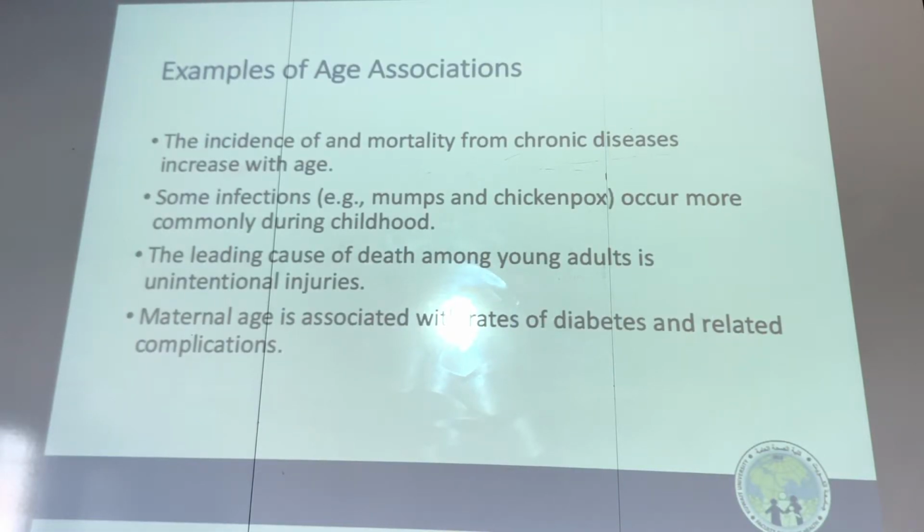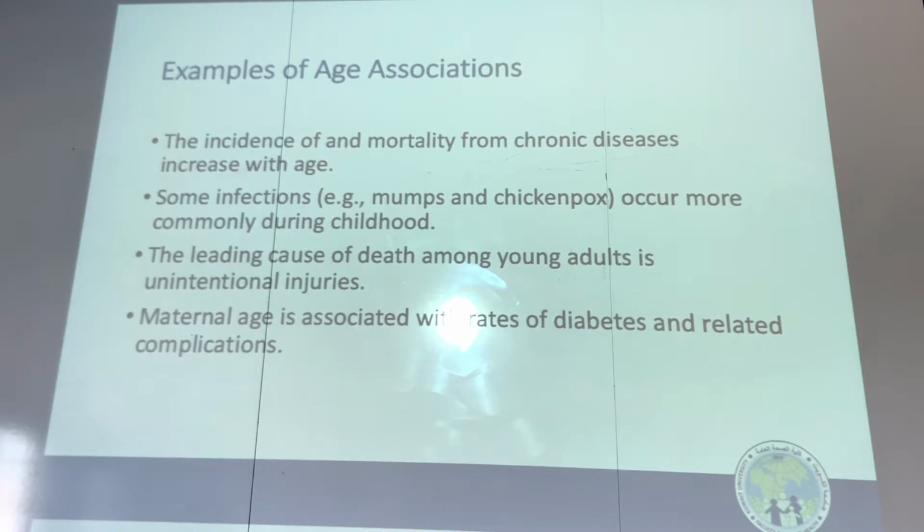And then we have incidence and mortality from chronic diseases increasing with age. This is well known. We also have diseases that are related to children. Again, you can see age, it's all age. The leading cause of death among young adults is unintentional injury. Young adults are reckless, in driving and all these things. Sometimes they have no sense of danger, they usually tend to be injured.